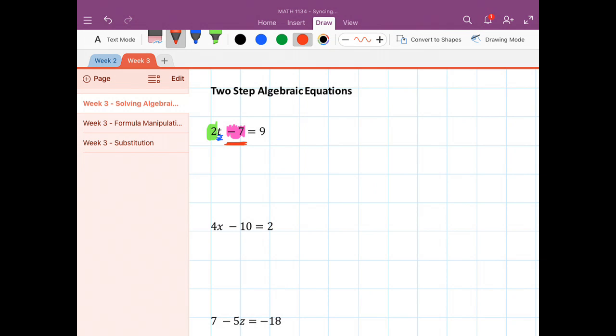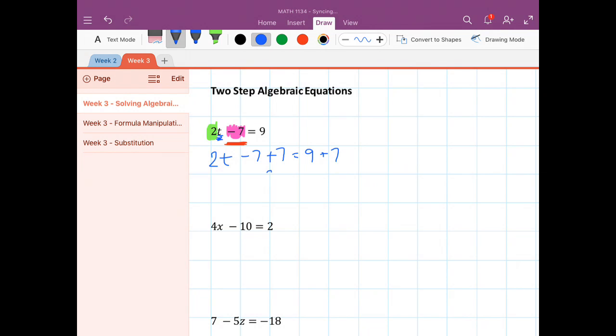The 2 is attached to the t, and if I was to divide by 2 first, I would also have to divide the 7 by 2. Because whatever I do to this side, I have to do to everything on that side, not just the t itself. So I'm going to take that 7 and I want to get rid of it. And to get rid of it, I'm going to add 7. But we know that we cannot just simply add 7 to one side. That's going to change our equation. So I'm going to have to add 7 to this side as well.